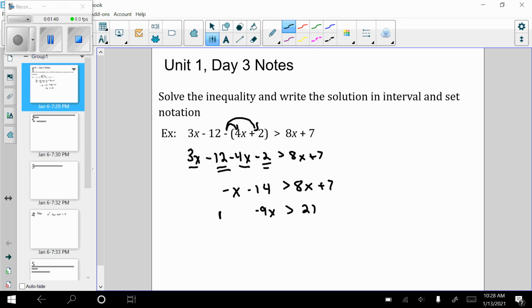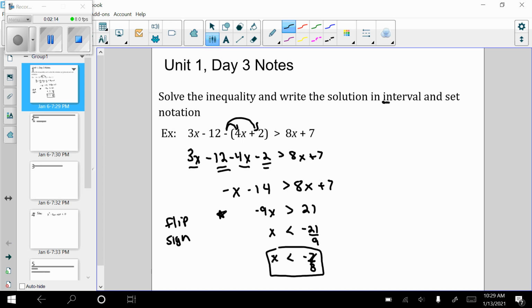Then you have to remember your rule here. When you multiply or divide both sides by a negative number, you have to flip your sign. So if I flip my sign, I'm going to get x less than negative 21/9. If I reduce that, I get x is less than negative 7/3. So there is the solution as an inequality.